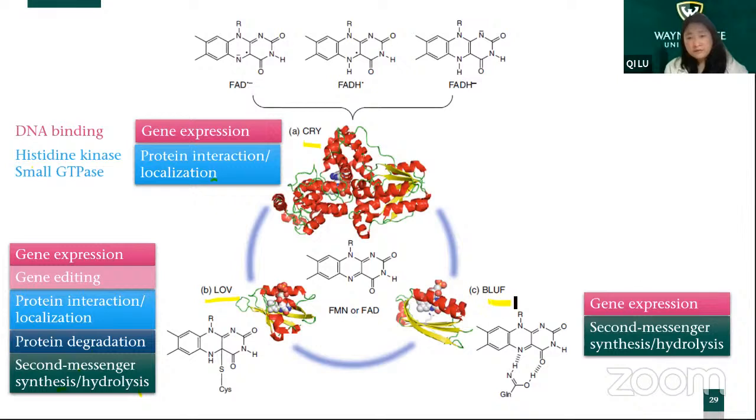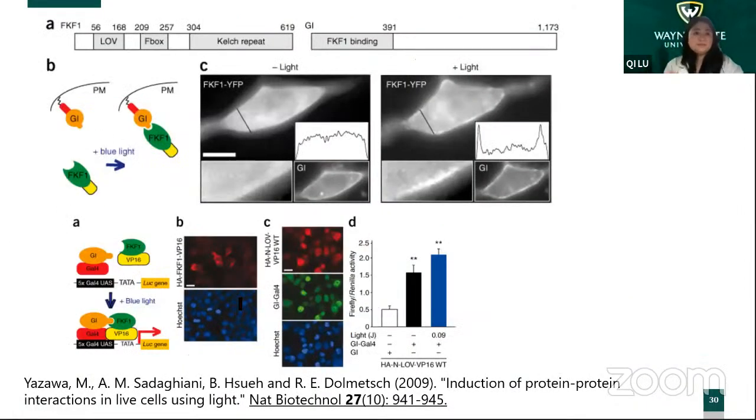And for BLUF, this chapter narrates two examples. But the central idea is the same: after light, some domains or subunits bind together, or because of the light, they separate. So today I'm not going to talk about the BLUF domain, and we'll focus on the LOV domains.